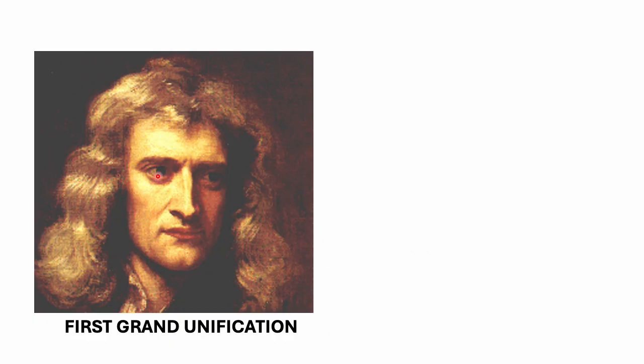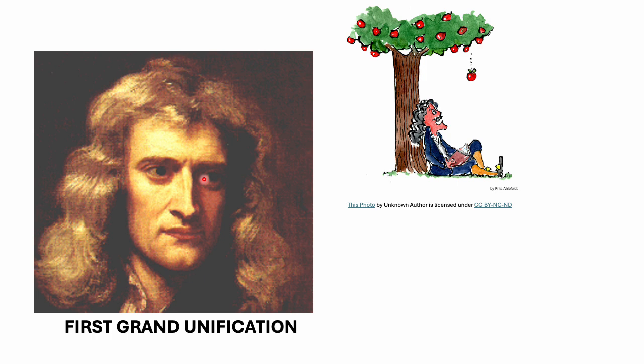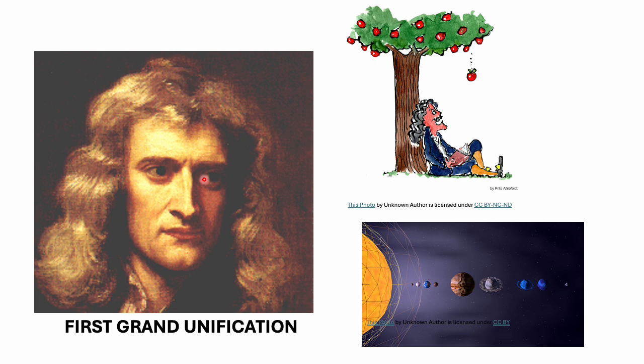So let us first recall the grand unification which occurred with the advent of Newtonian mechanics. Here, this unified the physics of terrestrial and celestial bodies under a common framework. So Newton's laws of motion and universal gravitation explained a wide range of physical phenomena, from falling apples to planetary orbits.